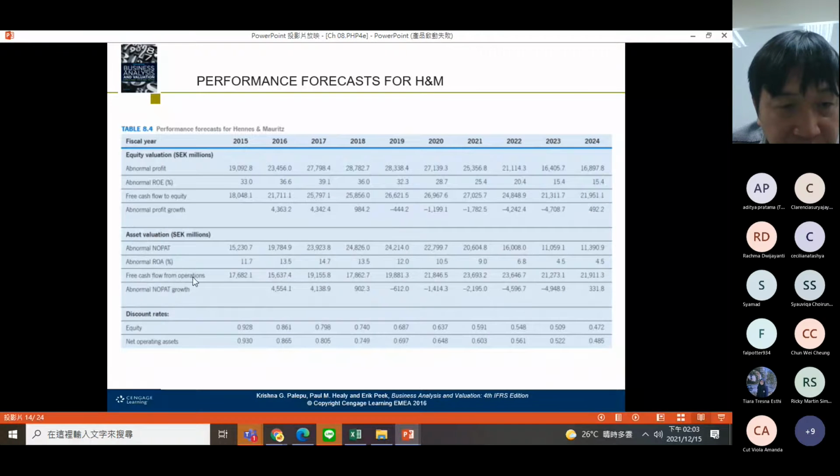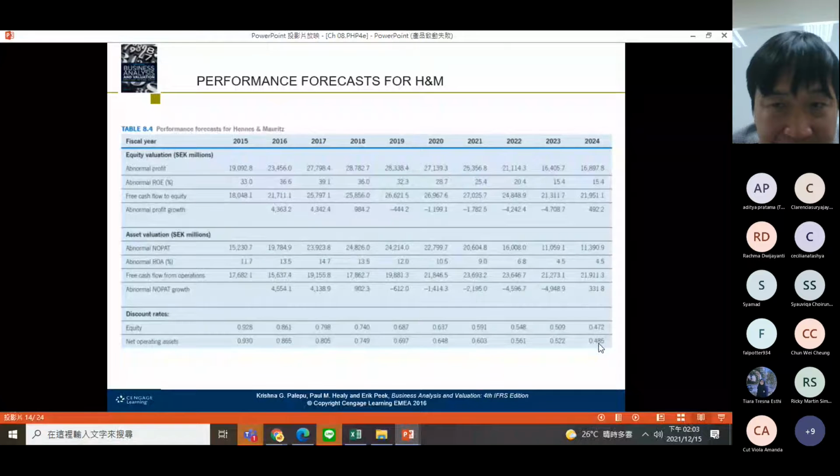So free cash flow from operations. Here, equity goes from 0.928 to 0.472. Net operating assets go from 0.930 to 0.485. Okay, this one.